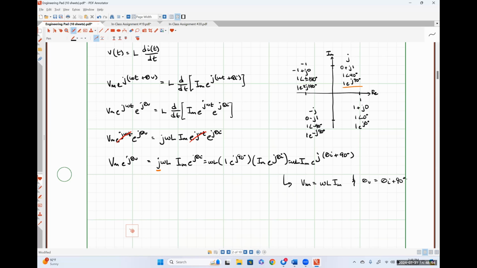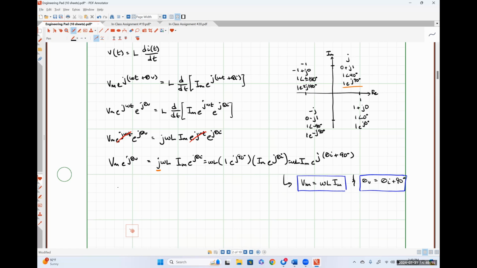Okay, so let me put boxes around those relationships because they are important. And then let's go back over and see if we can put things in terms of phasors.